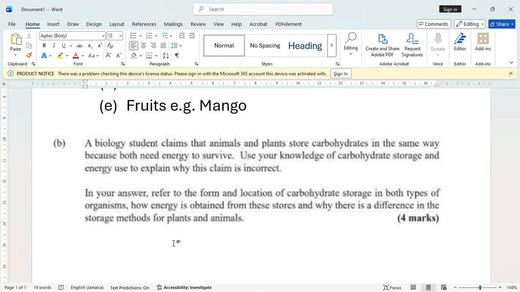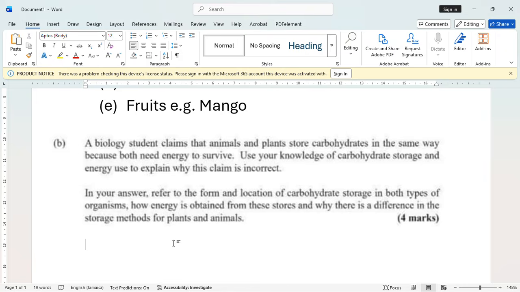A biology student claims that animals and plants store carbohydrates in the same way because both need energy to survive. Use your knowledge of carbohydrate storage and energy use to explain why this claim is incorrect. So they're basically telling you that what they're saying is not true. They don't store the carbohydrates in the same way, so you're going to have to use your knowledge to explain why.